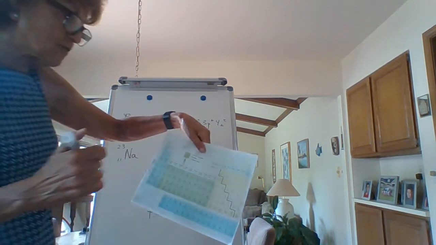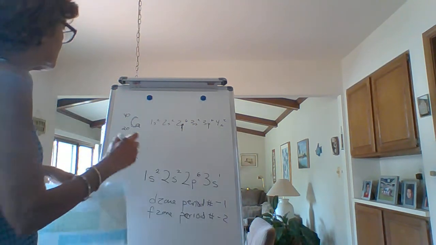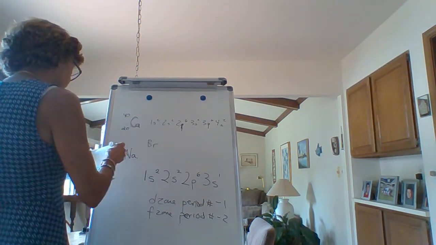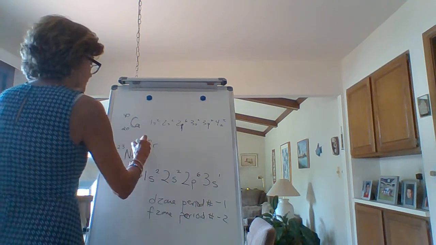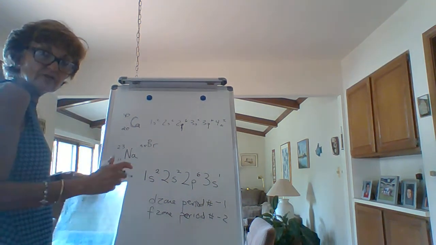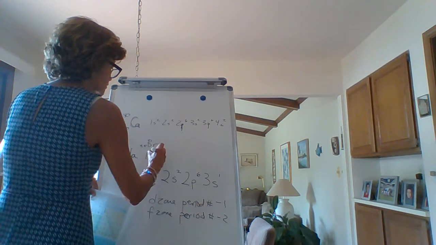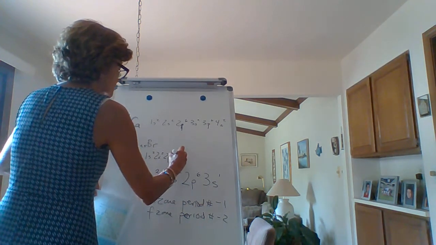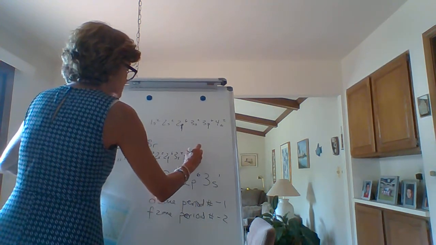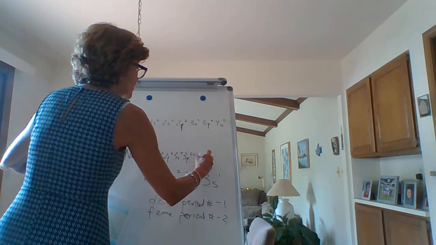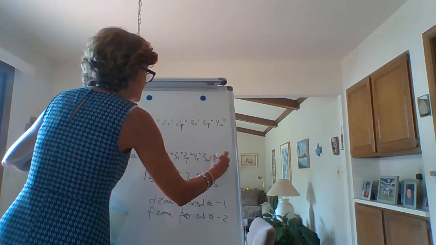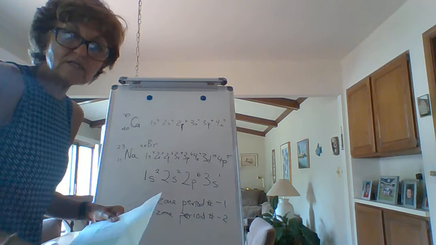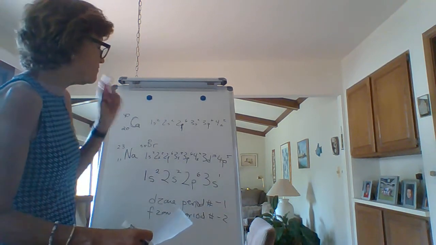So let me write the electron configuration of bromine on the board. Bromine has an atomic number of 35. So 35 electrons. It's 1s2, 2s2, 2p6, 3s2, 3p6, 4s2, 3d10, and then 4p5. So that last electron went in at the p5.